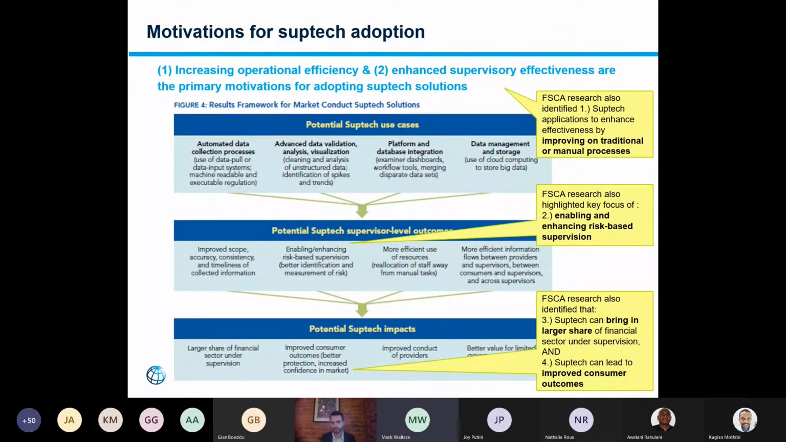As we just heard, Suptech has been a focus of the Financial Sector Conduct Authority here in South Africa, and many of the impacts and benefits that have been previously highlighted in your own research we confirmed within the global insights we found at the World Bank as well. So this includes the importance of Suptech to enable and enhance a risk-based supervisory framework and other benefits, such as bringing in a larger share of the financial sector under supervision with improved outcomes for consumers.